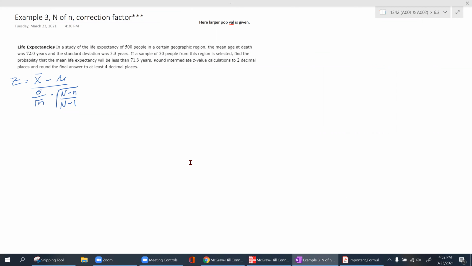The mean age of death was 72, with a standard deviation of 5.3. If a sample of 50 people from the region is selected, all right, so we find out that there was a larger population that they gave me in the beginning. That there is going to be large N. Large N is 500. The sample extracted from there is going to be 50.